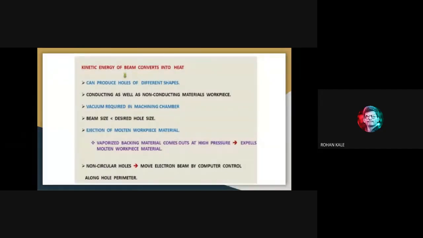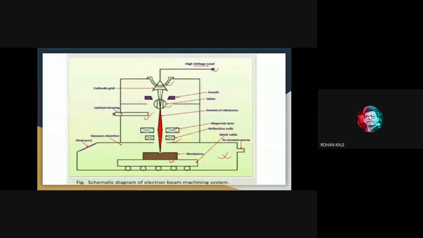Okay. Also, another thing for this process, please remember this point. For the electron beam machining process, vacuum is required. Now, why is vacuum required? I'm going to give the answer in the next slide. In this process, I will show the schematic diagram of electron beam machining.